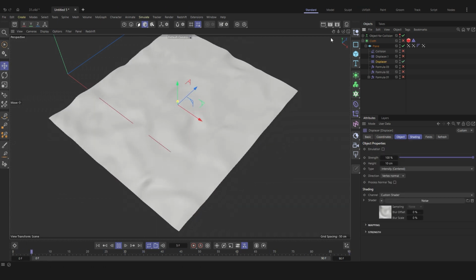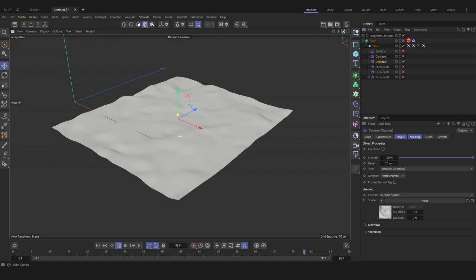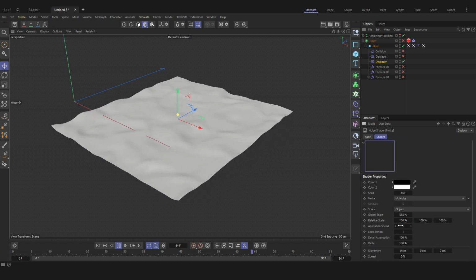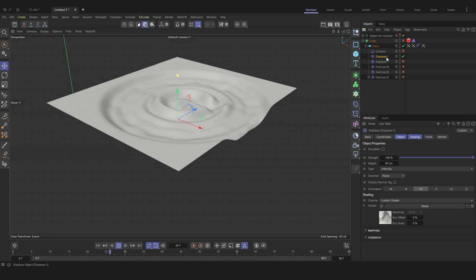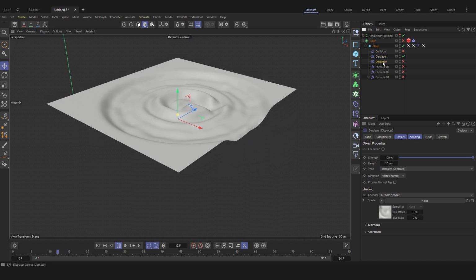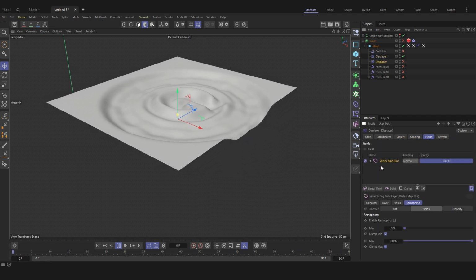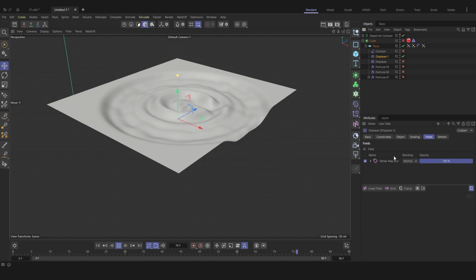Now let's take a look at the parameters of the deformers. I forgot to mention that in all the formulas, as well as in the displacement inside the field, I used vertex maps.